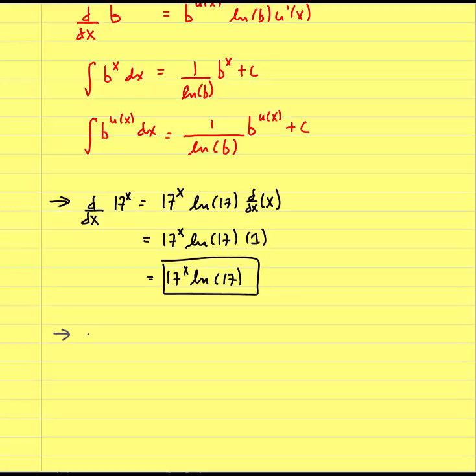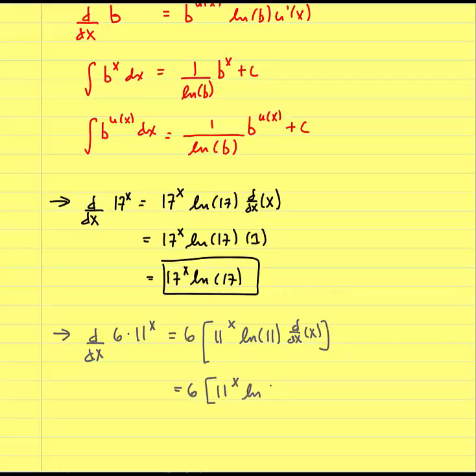Let's go ahead and look at another one. Let's look at the derivative with respect to x of 6 times, we'll use the dot to represent times, 11 to the x. Now even though we're multiplying, this is not a product rule. This is just a coefficient that we drag along. So 6 I drag along, and then I take the derivative of 11 to the x. The derivative of 11 to the x is 11 to the x, natural log of 11, times the derivative of x. So again, we're dragging along that 6, 11 to the x, natural log of 11. The derivative of x is 1.